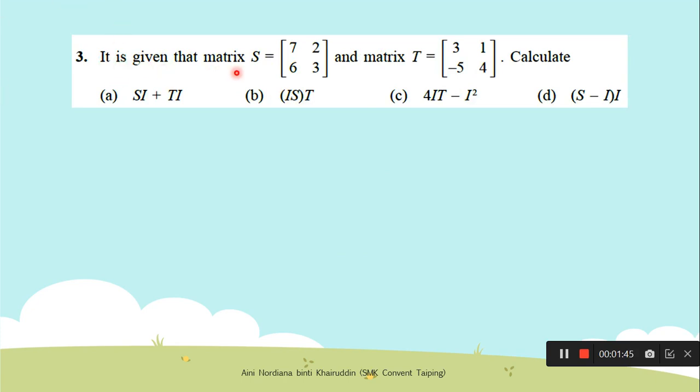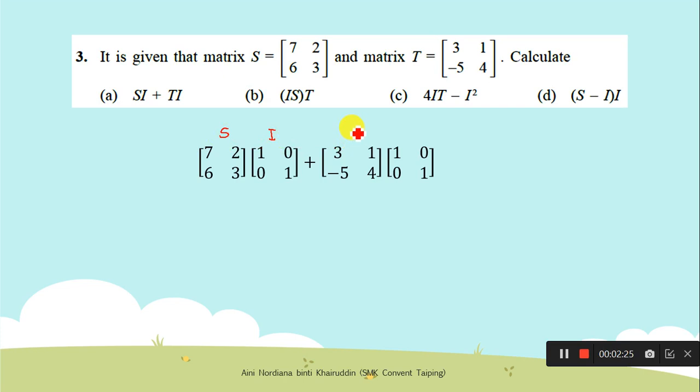Question number 3. It is given that matrix S, this is matrix S, and matrix T. Calculate SI plus TI. SI is matrix S multiplied with identity matrix plus matrix T multiplied with identity matrix. I'll use a pen so that it will be easier to see. So this is matrix S multiplied with identity matrix plus this is matrix T multiplied with identity matrix. So when you multiply a matrix with the identity matrix, you will get the matrix back. Okay, so you just add these two matrices. So this is the answer.